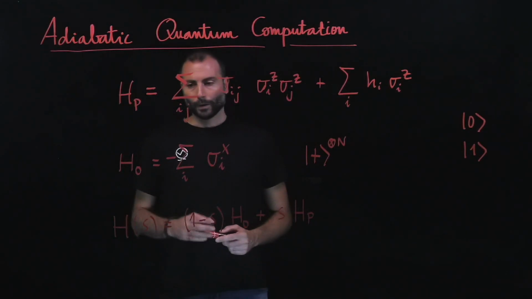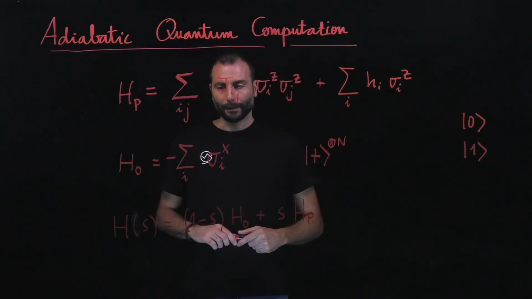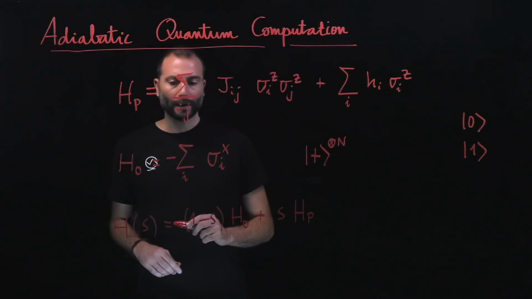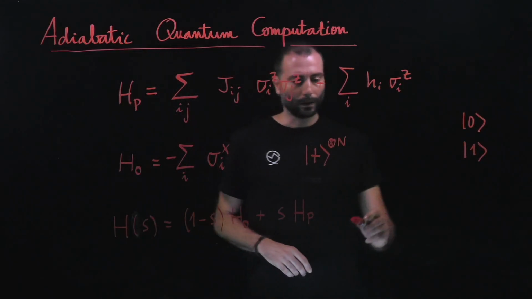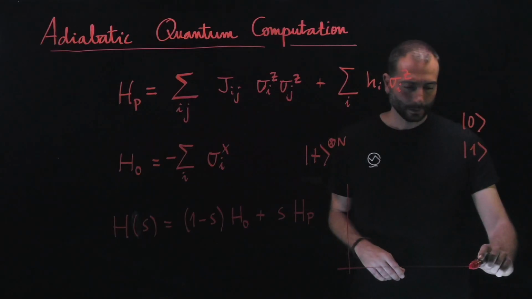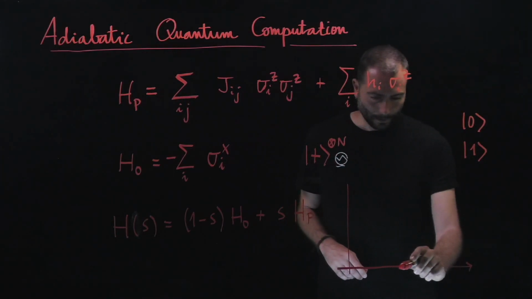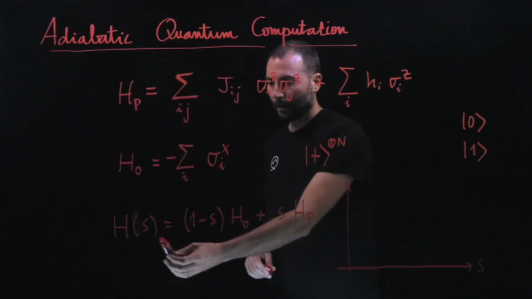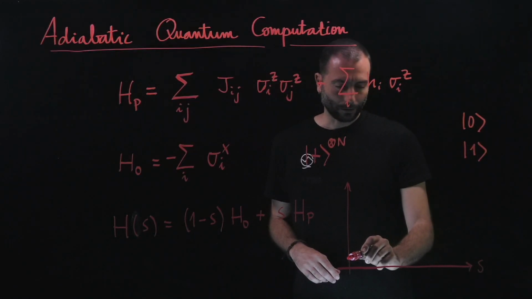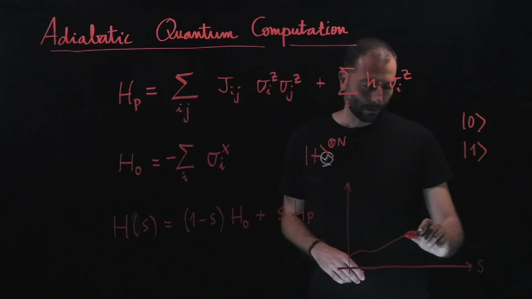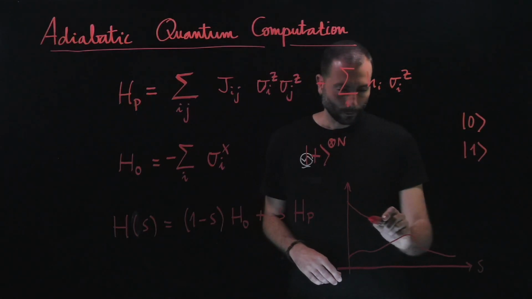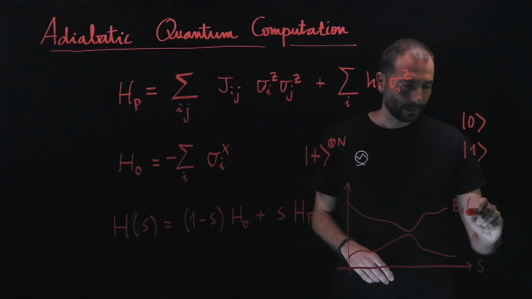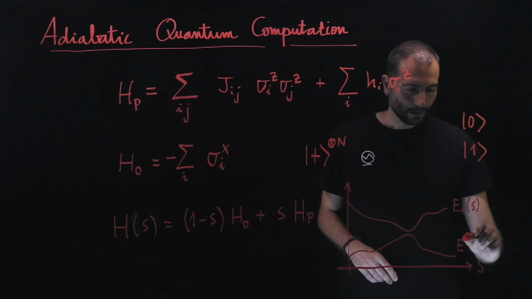Why do I say that we are exploiting the adiabatic theorem? The reason is the following. Maybe it helps to draw the spectrum of this Hamiltonian HS. So I will plot the spectrum. This is how the energy levels of this Hamiltonian HS change as S changes. So this would be the energy of the first excited state, as a function of S, and the energy of the ground state.